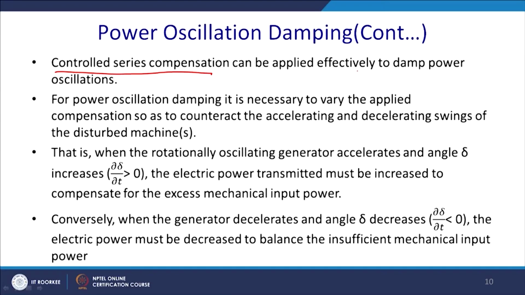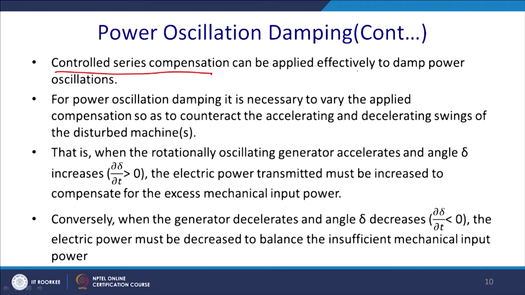Now, let us see how it will actually damp out the power oscillation. That is also a very important aspect of it. The controlled series compensation we have seen also in the case of shunt compensation, so let us compare with series compensation. Controlled series compensation can be applied effectively to damp power oscillation.